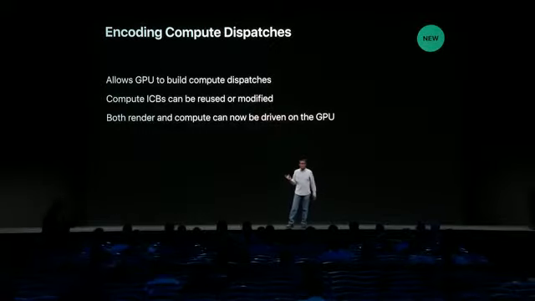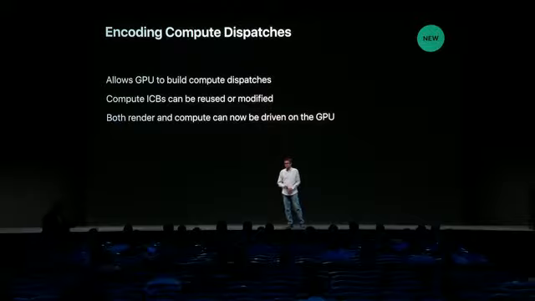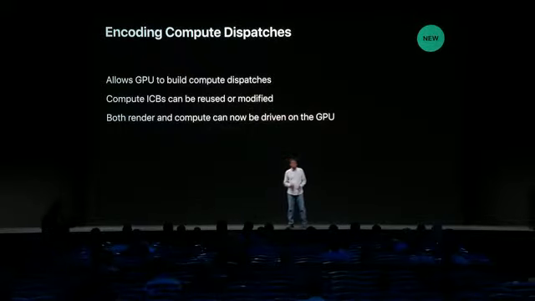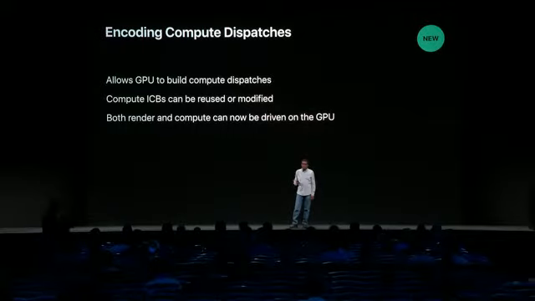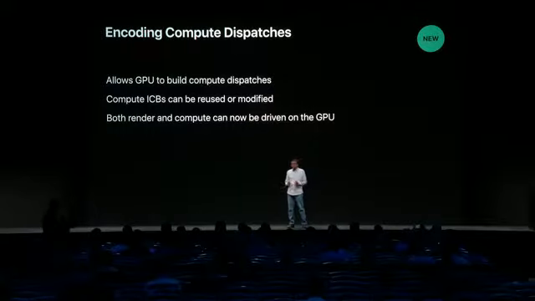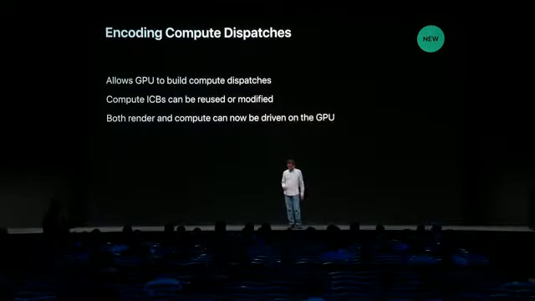In terms of functionality, compute indirect command buffers are just like render. They can also be built once and can be reused again and again. So they also help in saving CPU cycles. And the great thing is both render and compute can now be driven on the GPU. It's really great because now you can build more flexible GPU-driven pipelines. Now let's see an example of this with a use case.